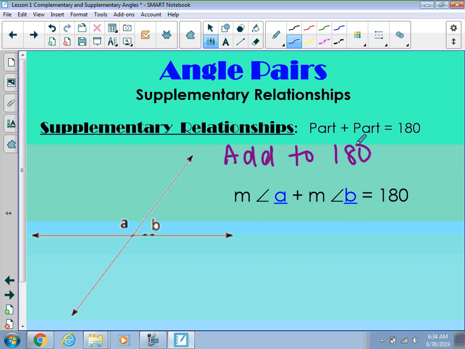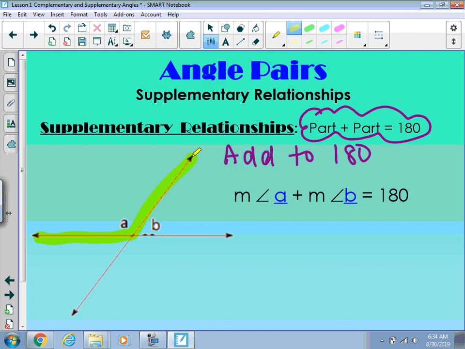Later in the unit, we're going to talk about consecutive relationships, and those don't actually form a straight line because they're not side by side, but they're supplementary. So please make sure you pay attention to that. So it's going to be part plus part here equals 180. If we're looking at the picture, we've got part A here, and we're adding it to part B to give us 180 degrees.